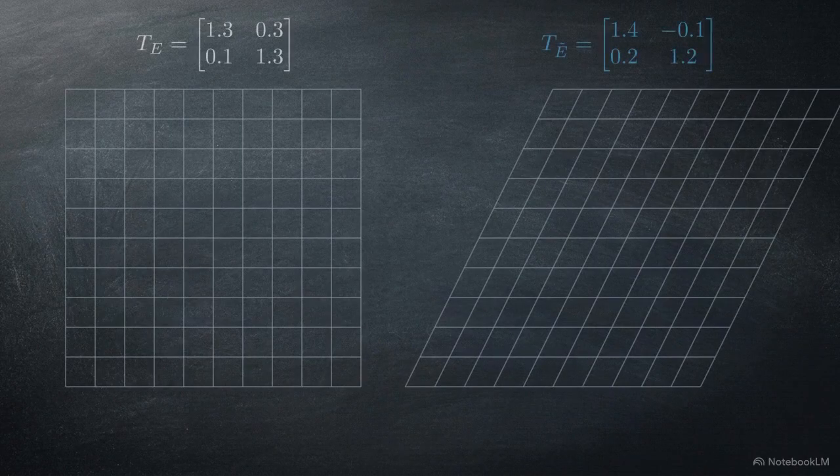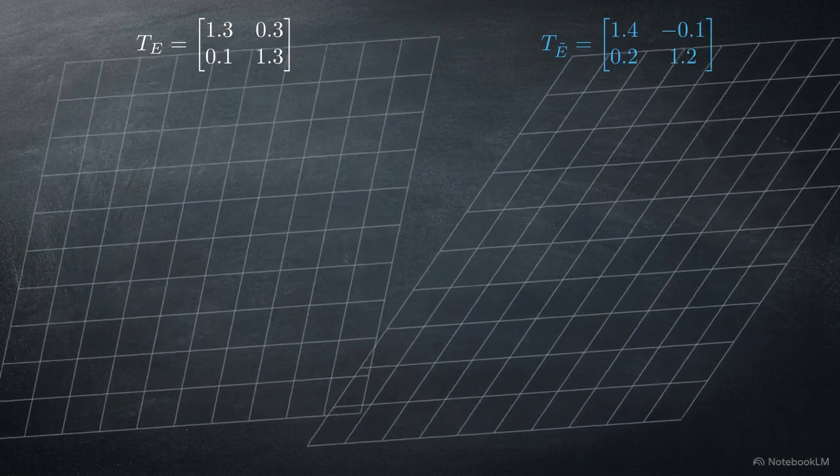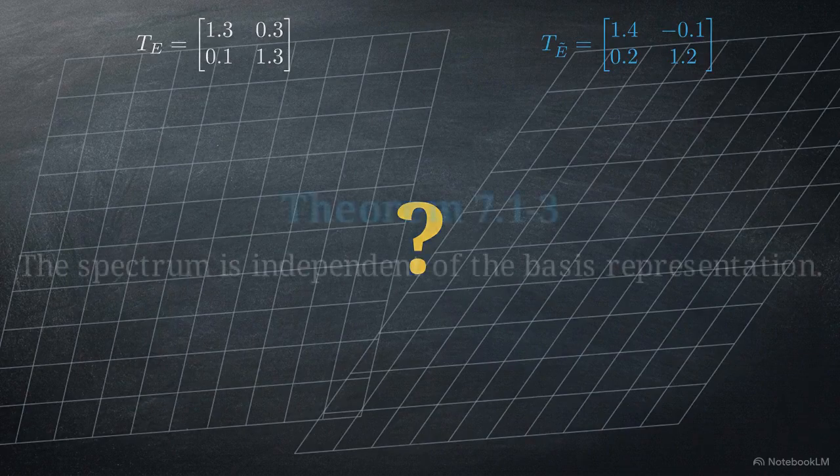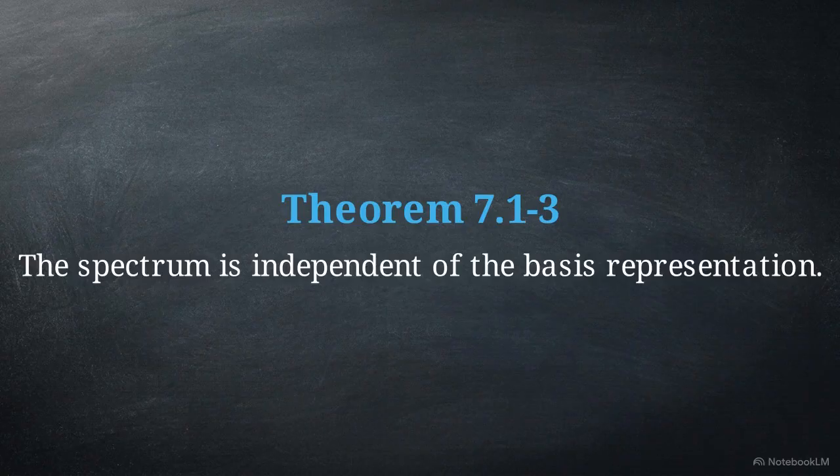We have our spectrum, but there is an immediate friction point. The numbers inside a matrix change depending on the basis, the coordinate system, we choose to represent our vector space. If we map the exact same physical transformation using a skewed coordinate system instead of a standard grid, the matrix looks completely different. Does this mean our spectrum changes too? Theorem 7.1-3 gives us the answer. The spectrum is independent of the basis representation. It is an intrinsic property of the abstract operator itself.